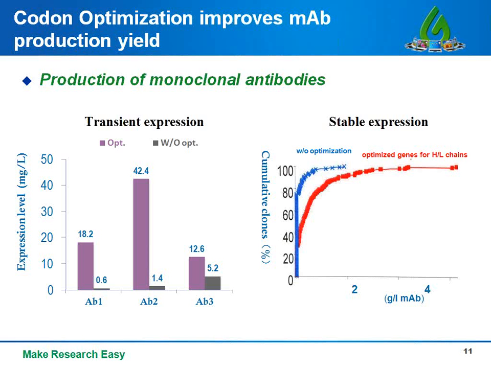And when you want to pick a few clones to expand for scale-up, you definitely want to be choosing from these clones that are producing around 4 grams per liter compared to the native sequences, which max out about 2 grams per liter.